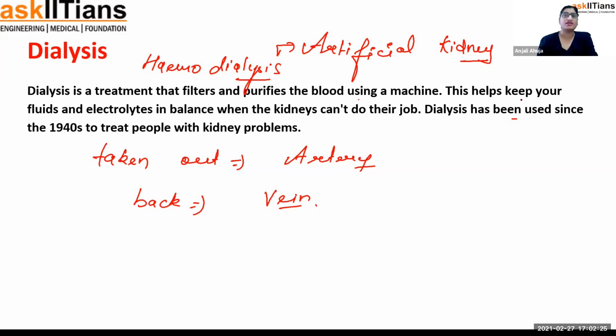But what I'm talking about is, if we are taking the blood out, the temperature has to be maintained. Whatever temperature our body has, it should be the same externally. Are you getting my point? There are many things that we have to take care of.